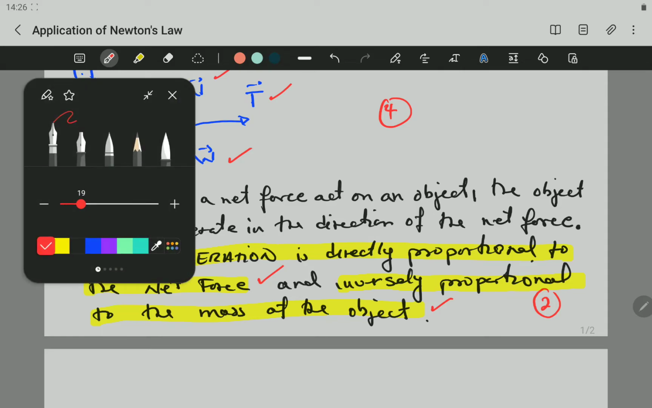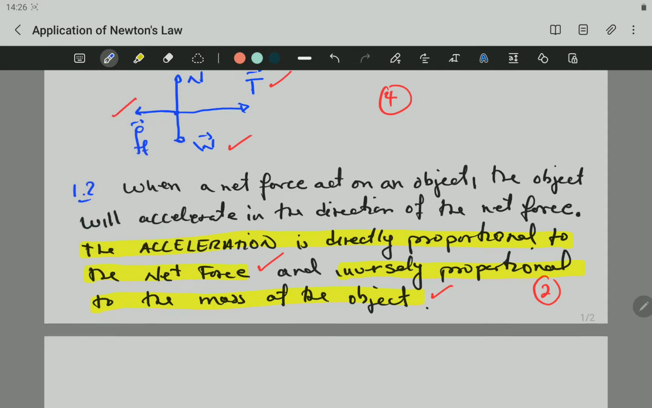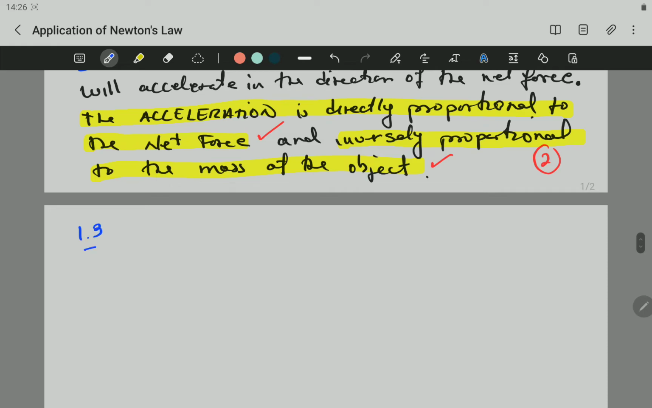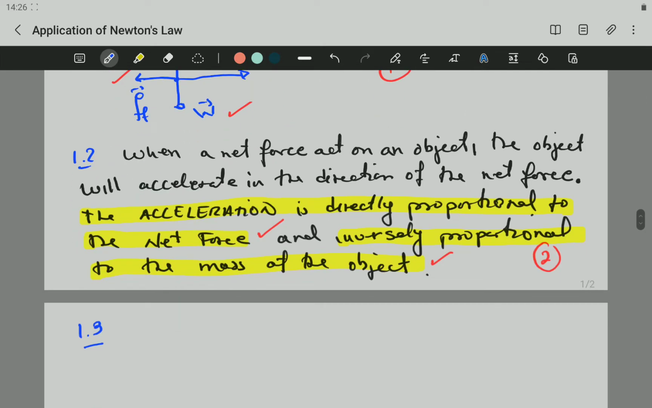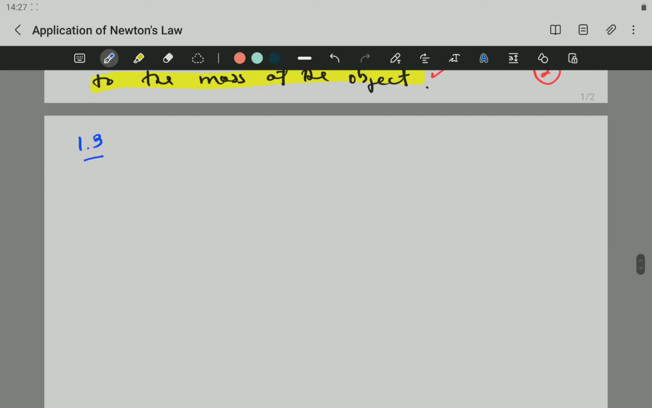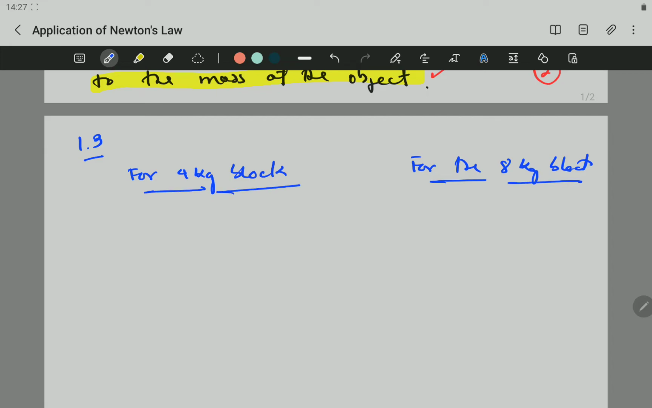Okay, so let's go to question 1.3. Now, for question 1.3, they say calculate the acceleration of the system. Remember, we're going to work separately as we did in the previous video. So here, we're going to say for the 4 kg block, and here we're going to say for the 8 kg block. The first step is drawing the free body diagram using the axis. So let me draw the axis and I'll be back in a second.